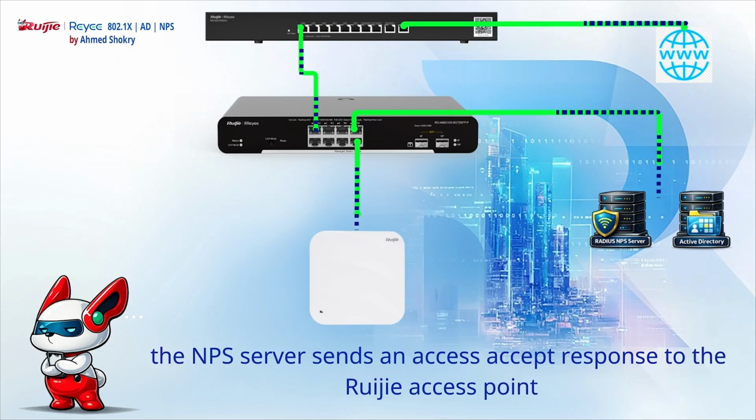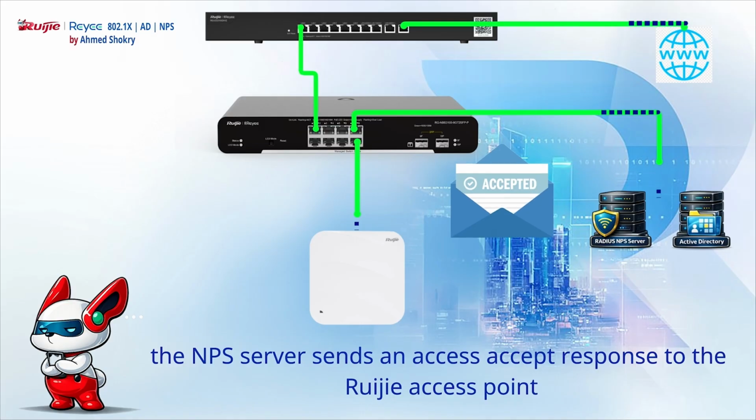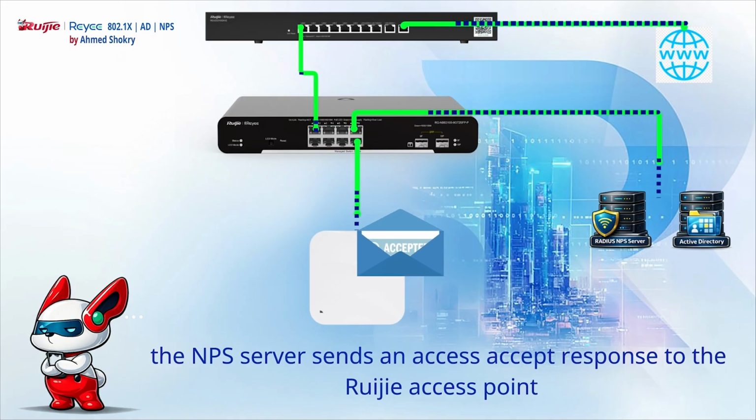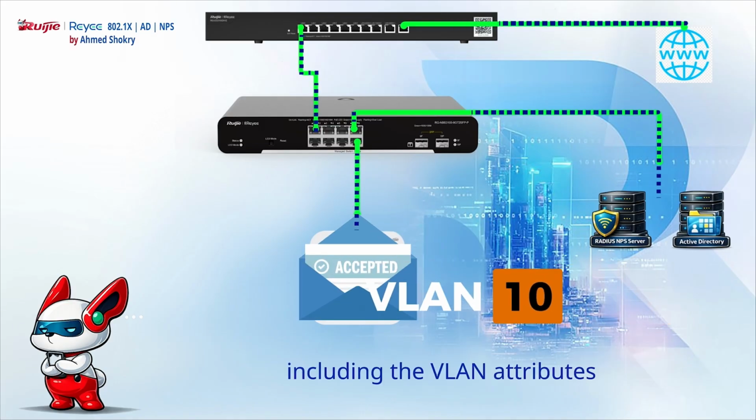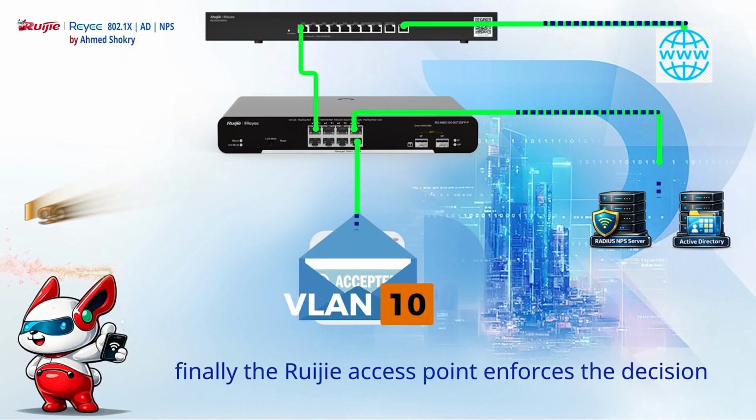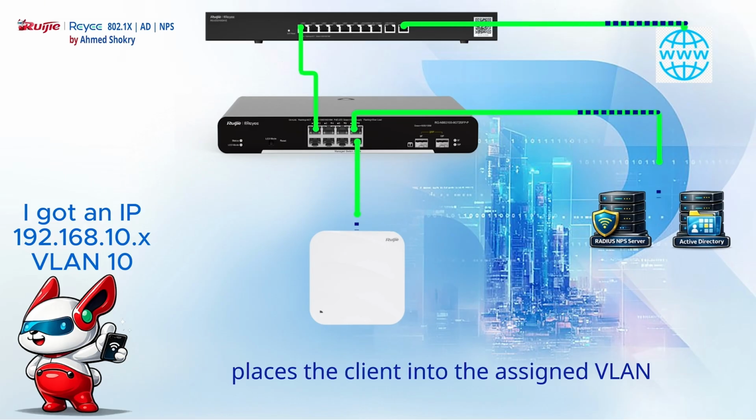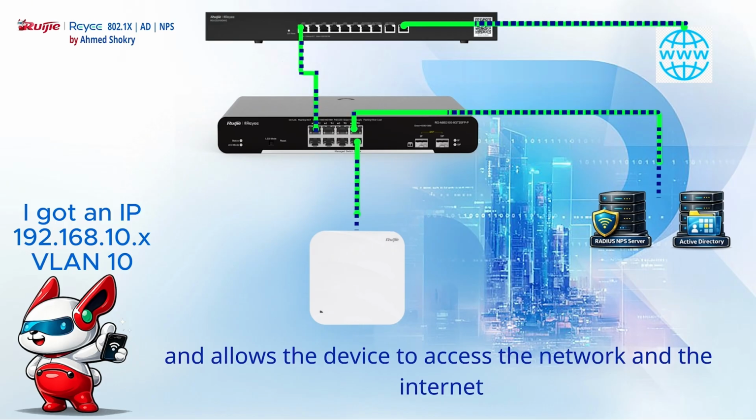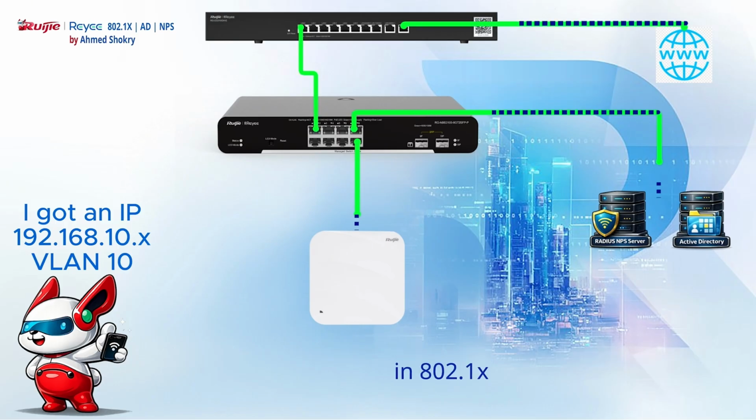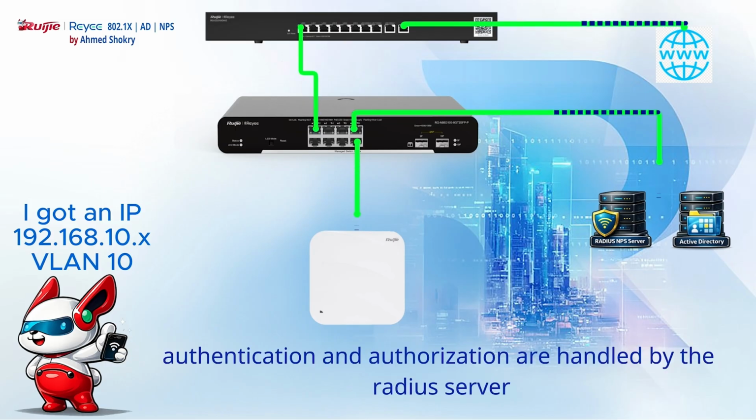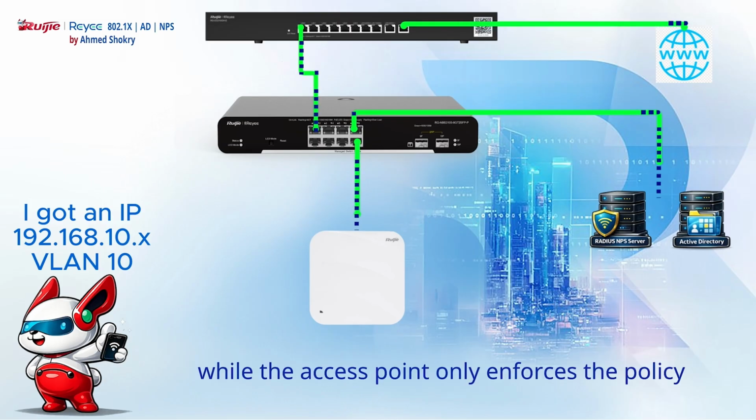The NPS server sends an access accept response to the Ruijie access point, including the VLAN attributes. Finally, the Ruijie access point enforces the decision, places the client into the assigned VLAN, and allows the device to access the network and the internet. In 802.1X, authentication and authorization are handled by the RADIUS server, while the access point only enforces the policy.